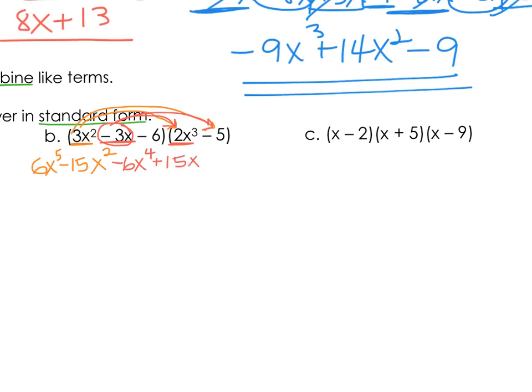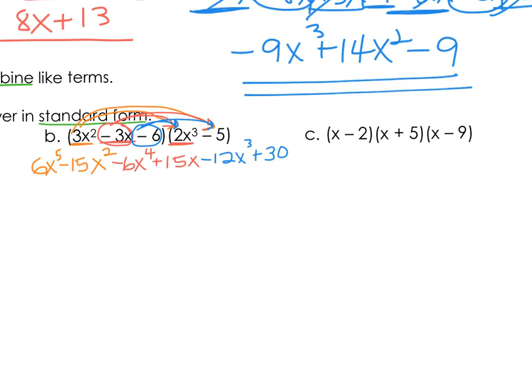Last but not least, take that constant, negative 6, distribute it to both terms. Negative 6 times 2x to the third would be minus 12x to the third. And negative 6 times negative 5 is positive 30. Whoa, we ended up with a lot of terms there. Taking a look at them, there actually aren't any like terms at all. We have all of our exponents represented.